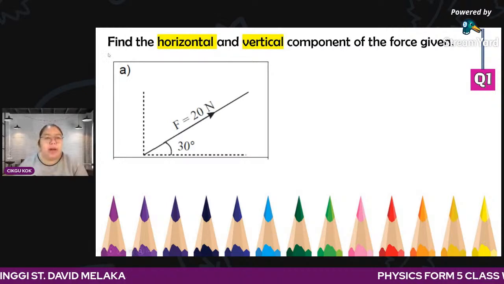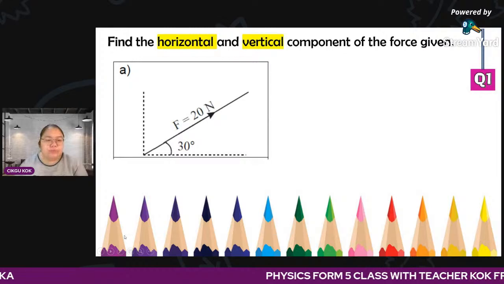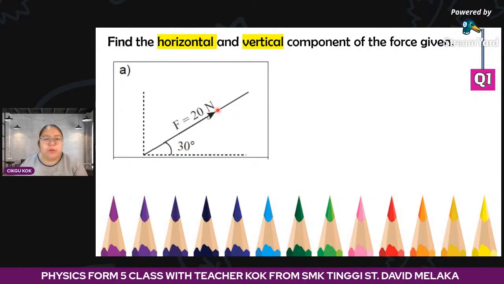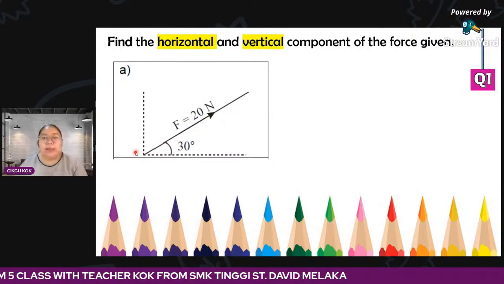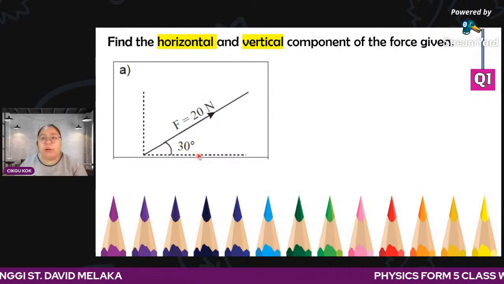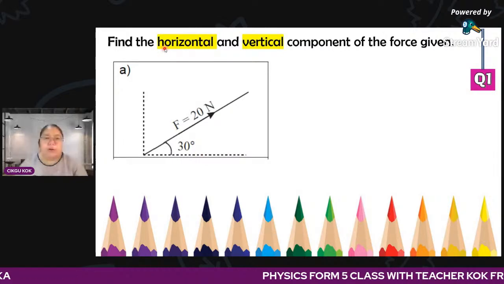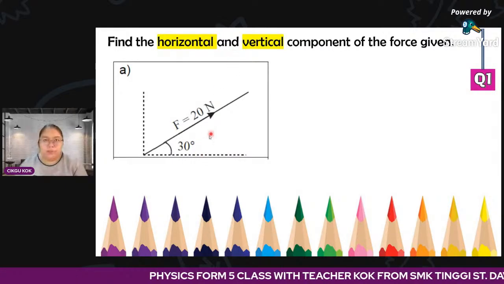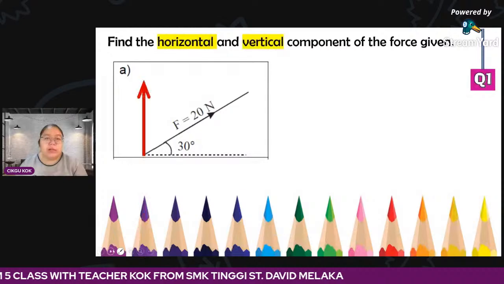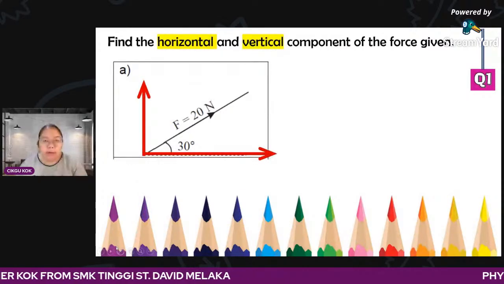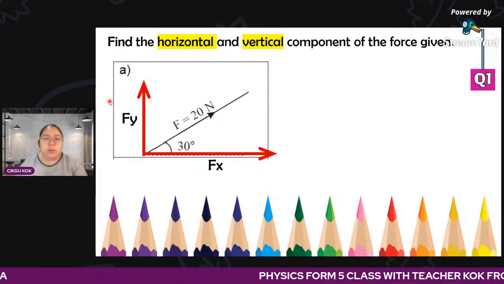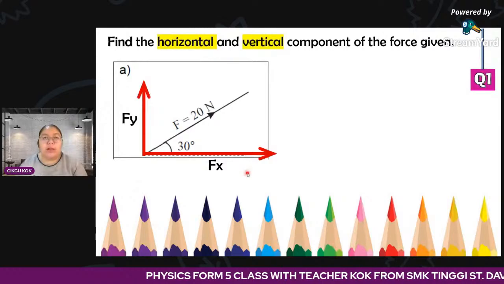Okay, so first one, they want to find the horizontal and also the vertical component. So from here, we need to find out the forces. This one is an inclined line with 20 Newton, with the angle 30 degrees from the horizontal. So we need to find the horizontal and also the vertical. We draw first. This one is vertical, this one is horizontal. We label first: vertical we call Fy, and horizontal we call Fx.